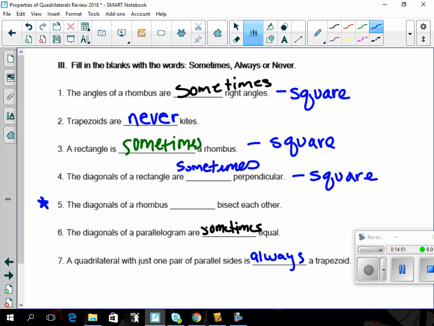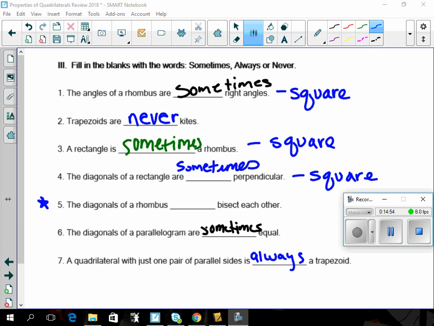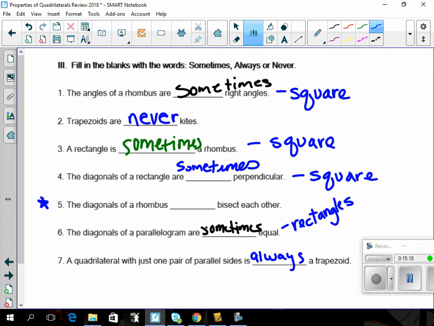We'll come back to number 5 in a minute. The diagonals of a parallelogram are sometimes equal. What parallelogram has congruent diagonals? Be more specific, or more general, I should say. All rectangles. Also true for squares, but all rectangles are parallelograms that have congruent diagonals. Number 7, that's the definition of a trapezoid. It's just one pair of parallel sides, so it's always true.